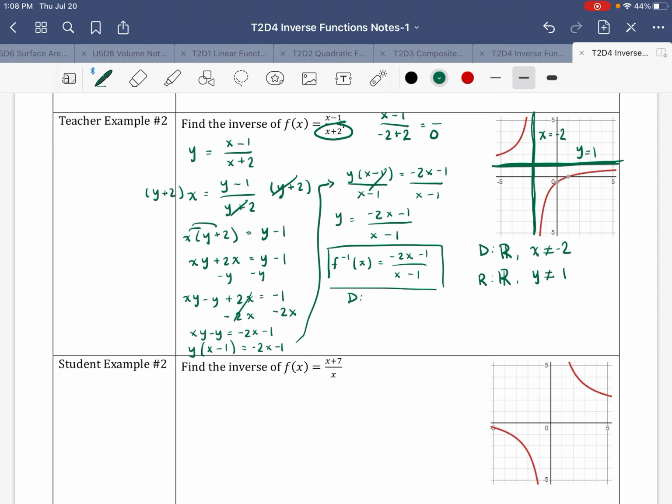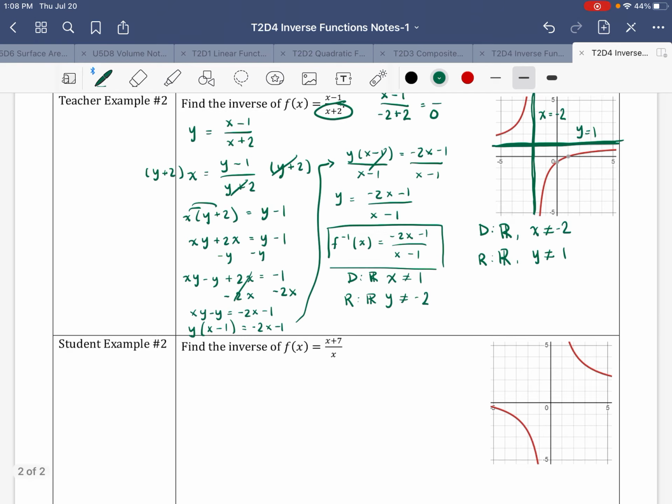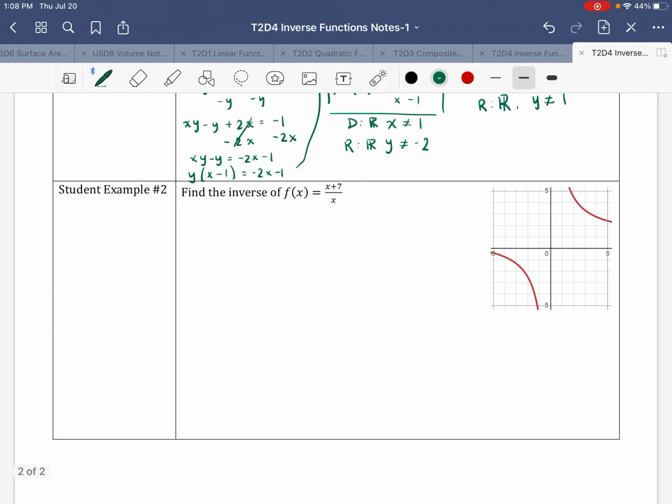Where my domain is all real numbers, but x cannot equal 1. And my range is all real numbers, but y cannot equal -2. All right. Go ahead and try student example number 2 on your own.